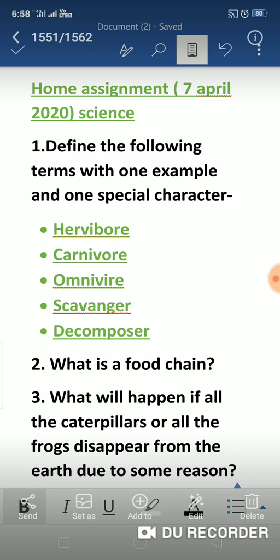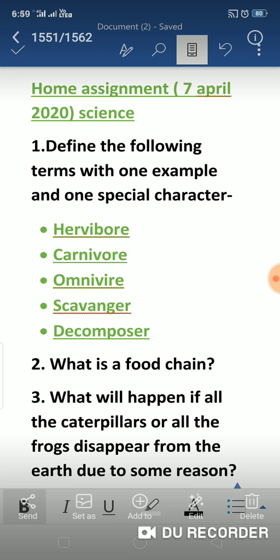Special character: a very important special character of the omnivore is that they have different types of teeth. As you see in humans, there are 4 kinds of teeth: the incisor, canine, premolars, and molars. So they have different kinds of teeth.